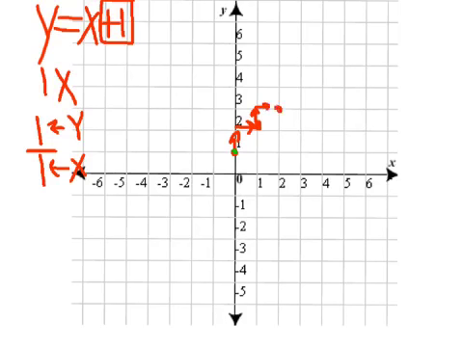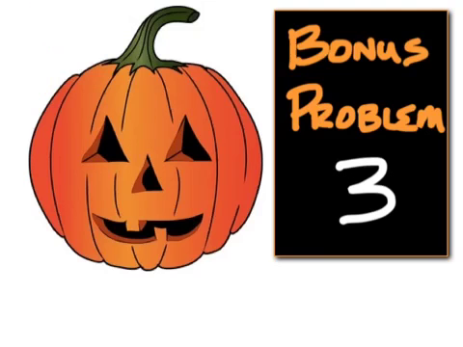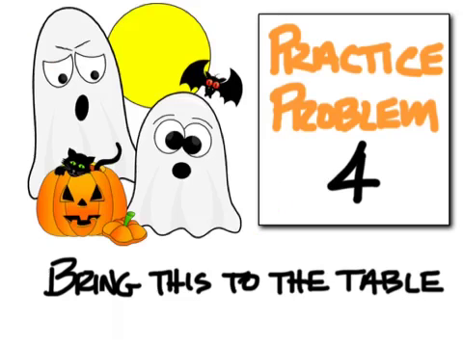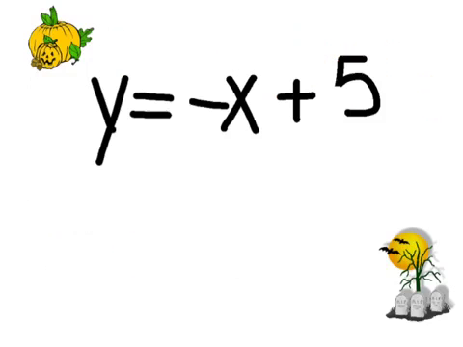Okay, after we have a couple points plotted, we're going to connect this line. Okay, and that's what your line should look like. Alright, for this one, x is equal to 3. Try practice problem number 4.